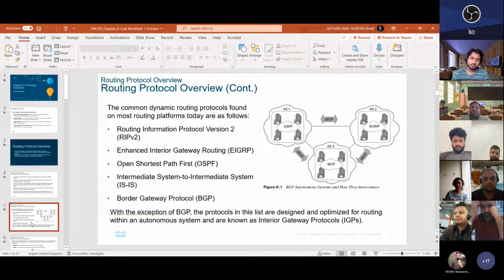Whereas when you're talking about routing happening between autonomous systems, you are talking about EGPs, or exterior gateway protocols. So that's the difference.